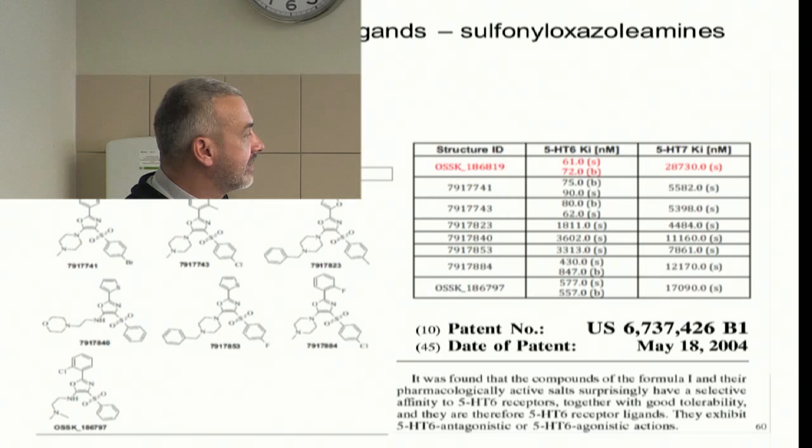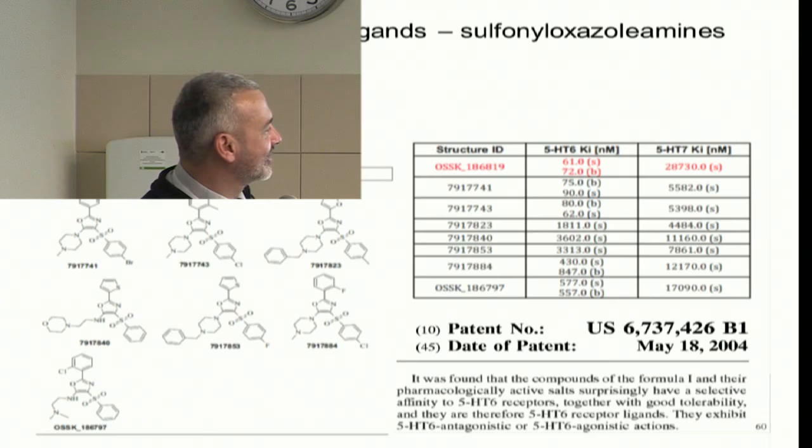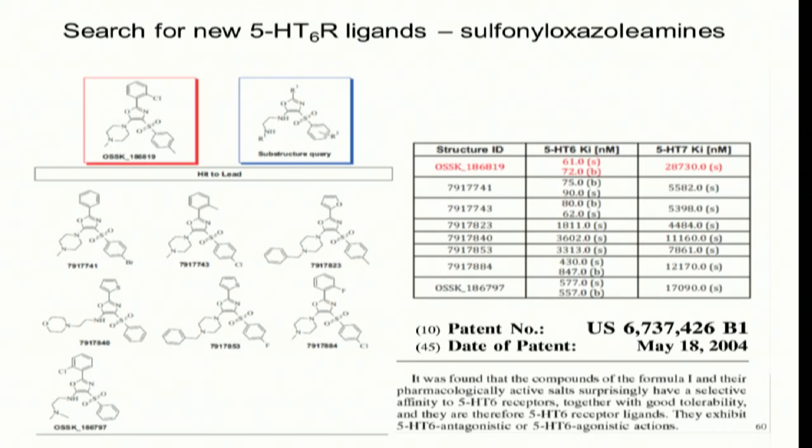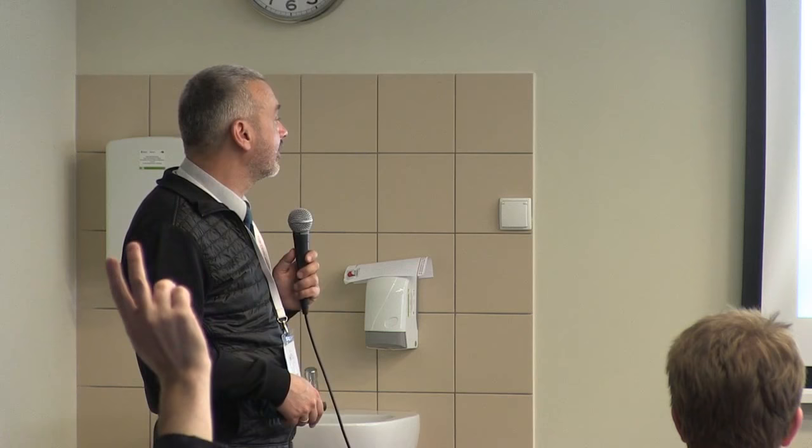This is nice. I like to cite this: "It was found that the compounds of Formula One and their pharmacoactive salts surprisingly have a selective affinity." It turned out that these guys found these compounds, unfortunately, before us, but there were no other data mentioning that these kinds of compounds have activity towards 5-HT6. So we found a nice group of compounds, but we couldn't develop it further in our project.